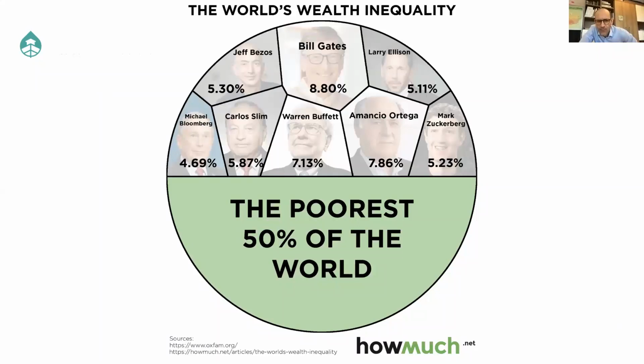So just as a stimulation, it's a graph that I have found online. The poorest 50% of the world have the same amount of wealth as these 8 men on the top. I think you know them all. It says a lot about the economic situation on our planet. Who has heard of the French economist Thomas Piketty? Have you heard of him?